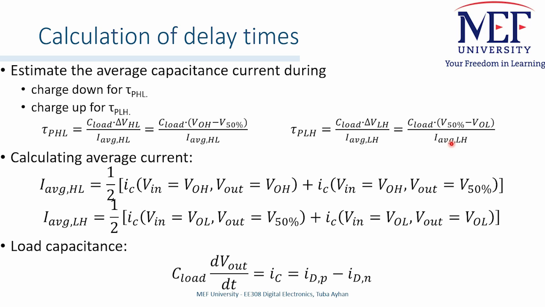The change in current is more complicated because it changes as the output voltage, VDS, changes. We can approximate the average current by averaging the current over two operating points shown here. The current charging or discharging the capacitance, IC, is the difference between the drain current of PMOS and the drain current of NMOS.